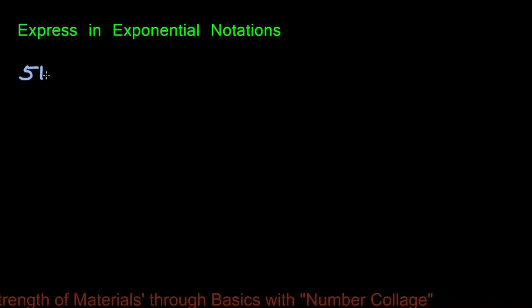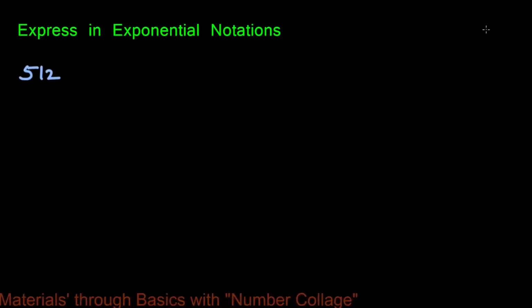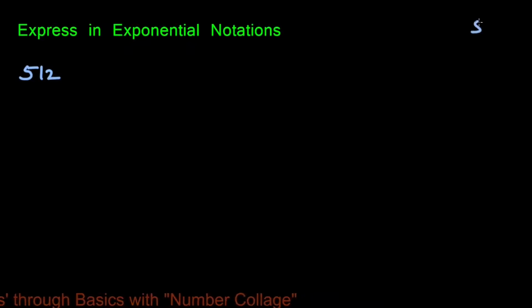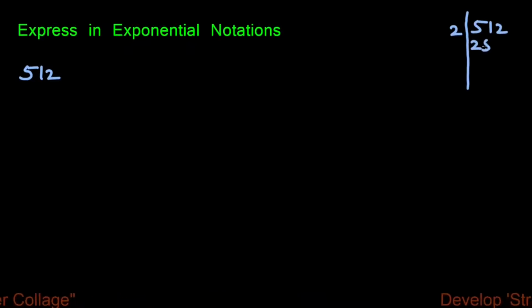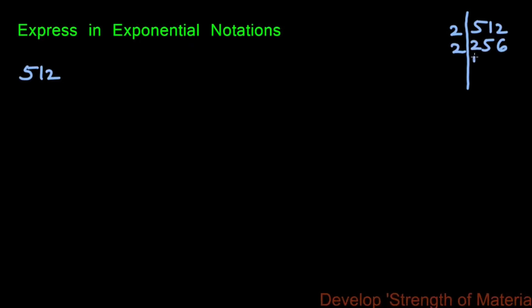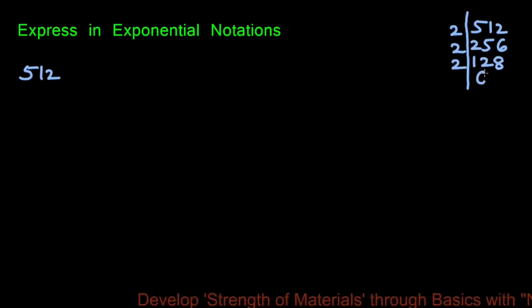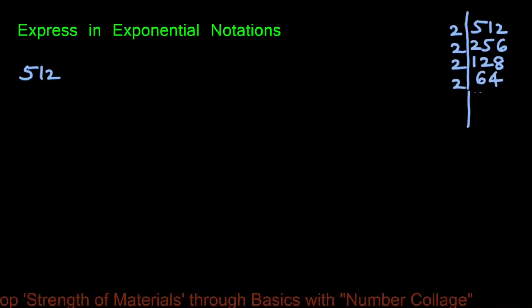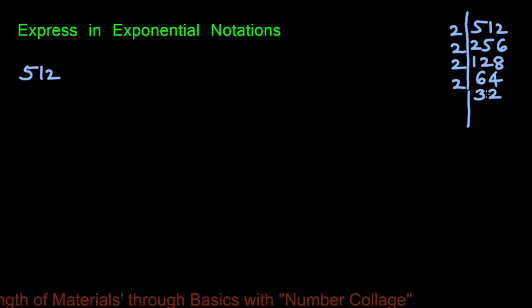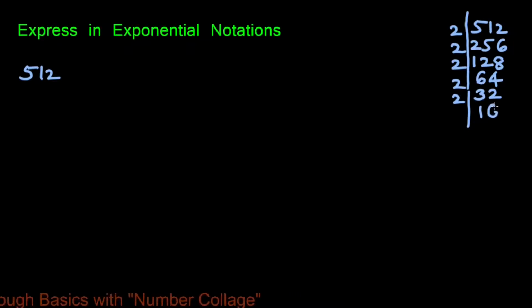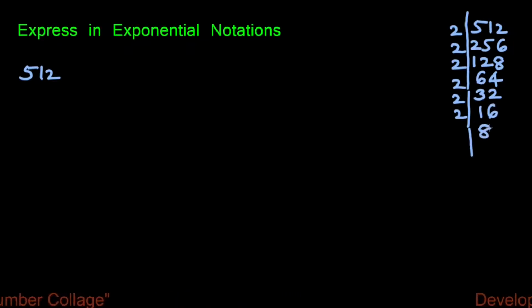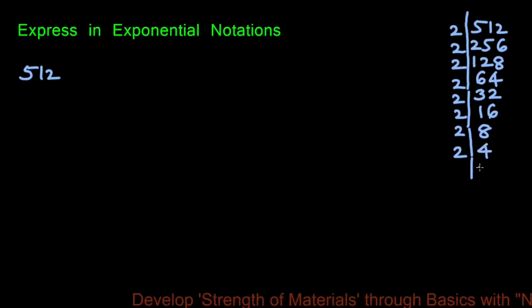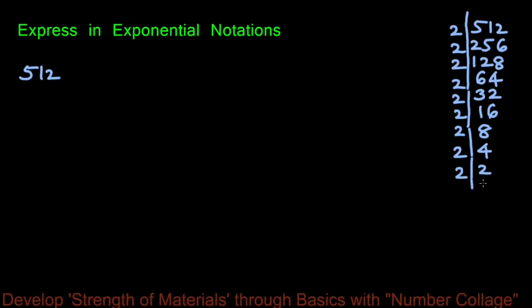We have to express the following numbers in exponential notation. First is 512. We have to find the prime factors of 512. It will be 2 2s are 4, 2 5s are 10, 2 6s are 12, 2 1s are 2, 2 2s are 4, 2 4s are 8, 2 3s are 6, 2 2s are 4, 2 1s are 2, and finally 2 1s are 2.